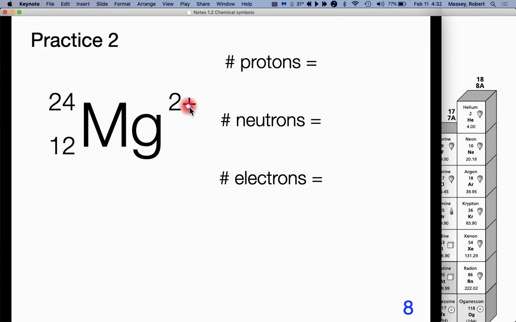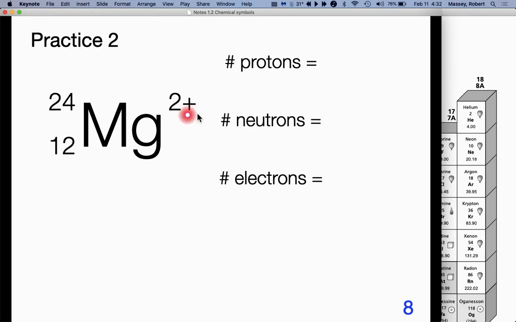Now, I'll have to ask you to hold off on exactly why we do that until you take a higher level chemistry class. It deals with not confusing what's called oxidation number with ionic charge. This is the way we write ionic charge. If it was an oxidation number, we would write the sign before it.